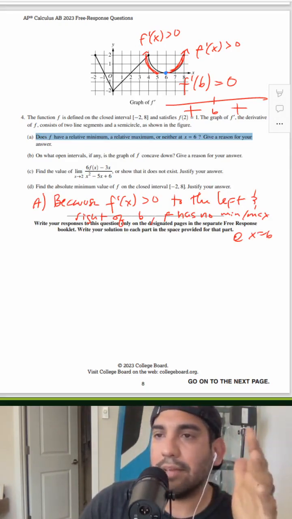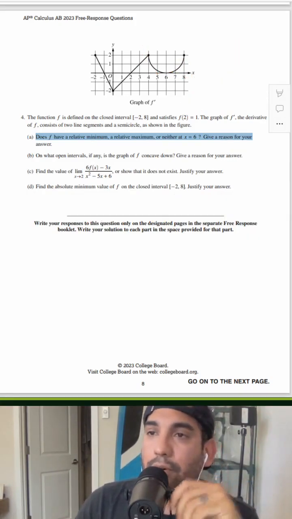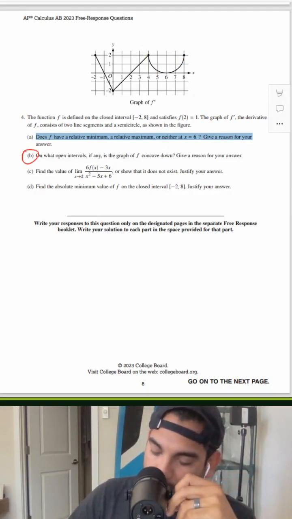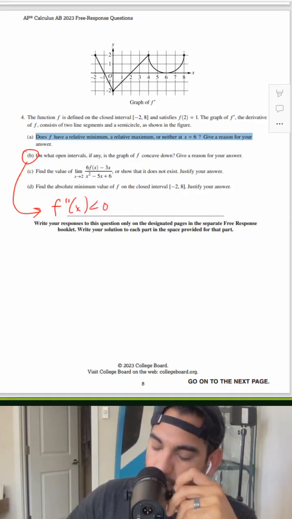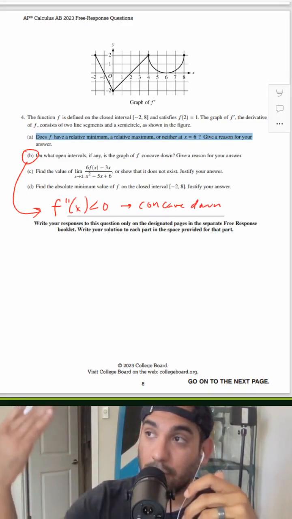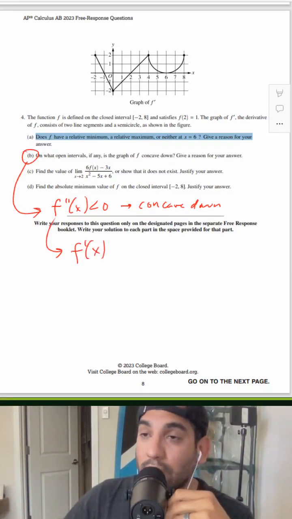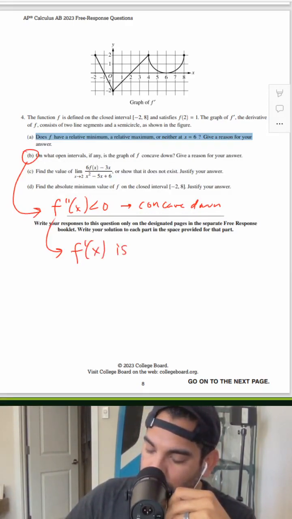That's it. All right, that was A. That easy. And now we go to part B. On what open interval, if any, is f concave down? Well, don't forget, and this is what you have to kind of explain. Concave down means when the second derivative is negative. In other words, if we're talking about the graph of the function, concave down means when the derivative is decreasing.